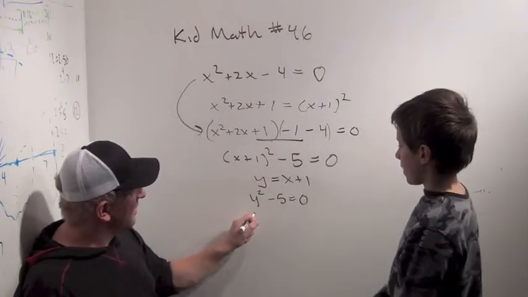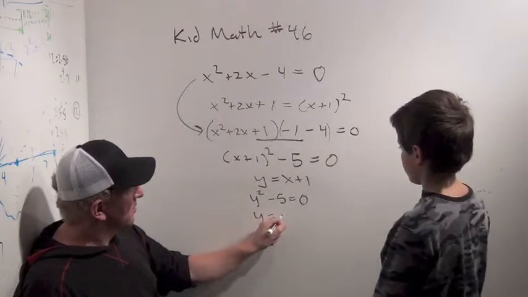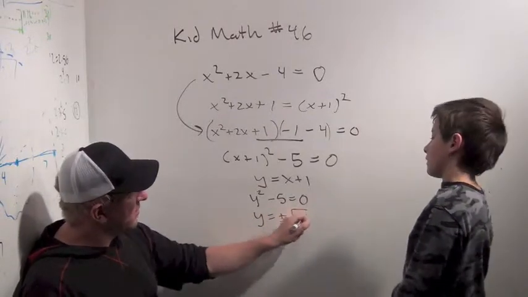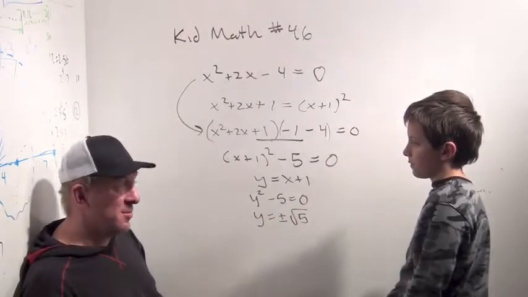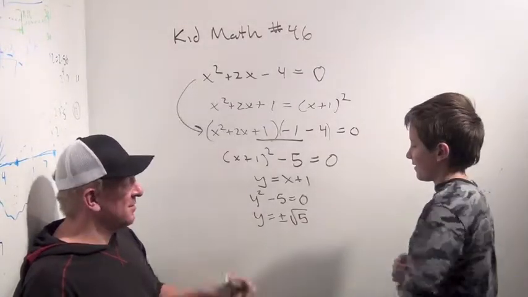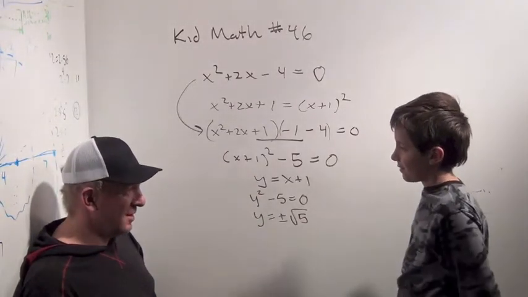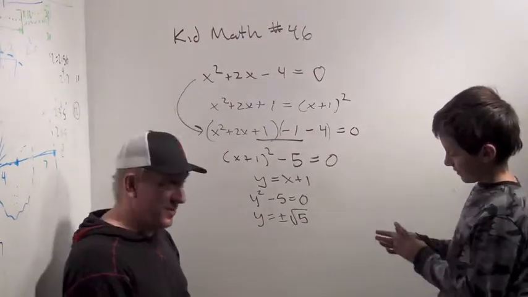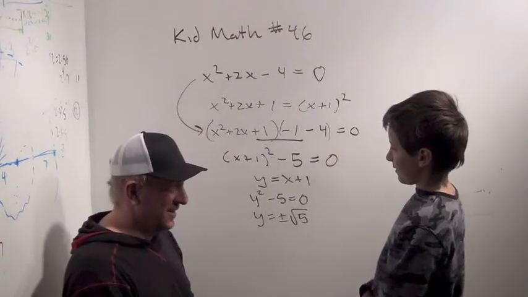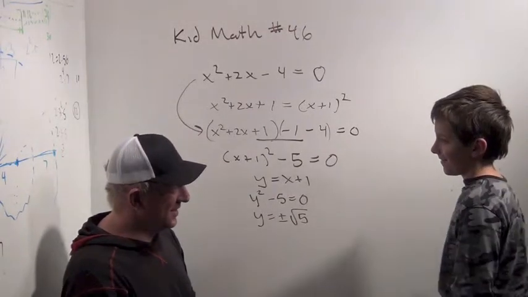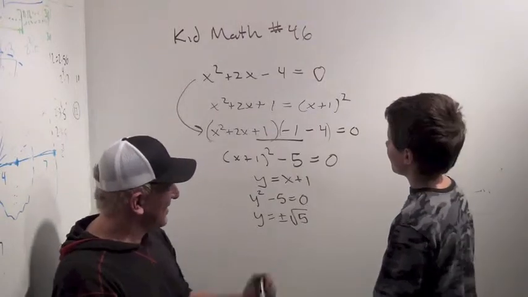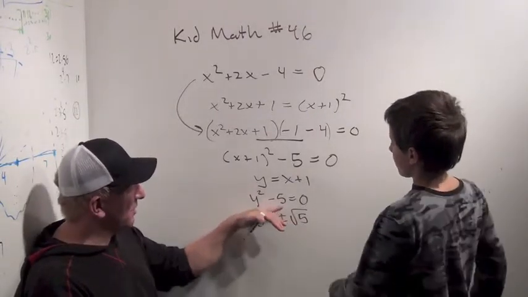So y is plus or minus the square root of 5, because we always remember the plus and minus, because there's two solutions to a quadratic equation. So we always remember that plus or minus, right? Yes. Never forget it. Do you ever remember forgetting it? So now, y is plus or minus the square root of 5.